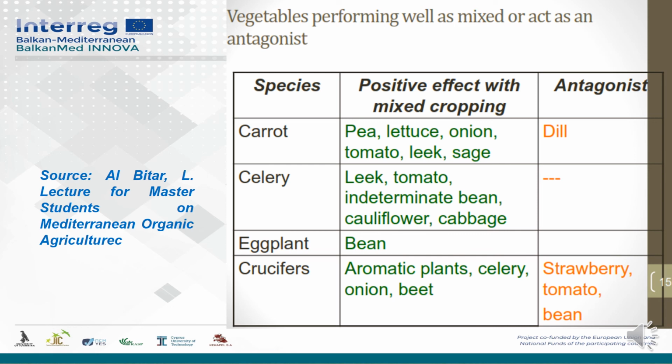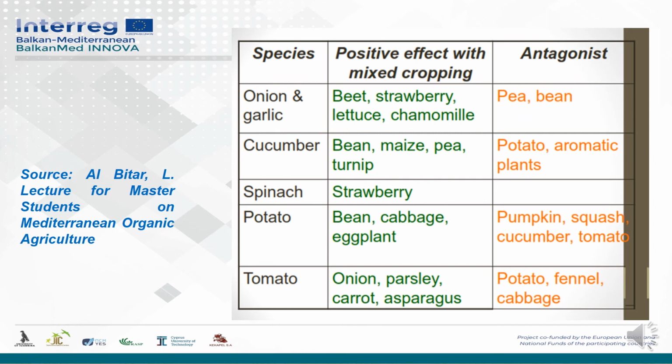The same for eggplant. Eggplant has a positive effect when it is planted with different beans. Crucifers or brassicas with aromatic plants, celery, onion, beet, again can have a positive effect on each other, and it is not advisable to use a mix of crucifers with strawberry, tomato, and beans. What about onion and garlic, the family of onions? Onions and garlics have positive effects with beets, strawberry, lettuce, chamomile, and have antagonism with pea and beans. Cucumbers have a positive effect with bean, maize, pea, turnip, and antagonist effects with potato and aromatic plants.